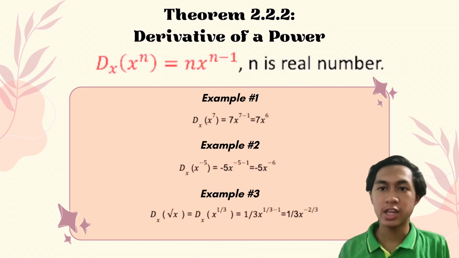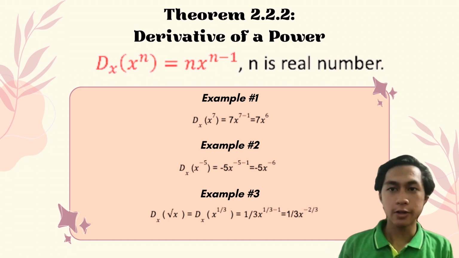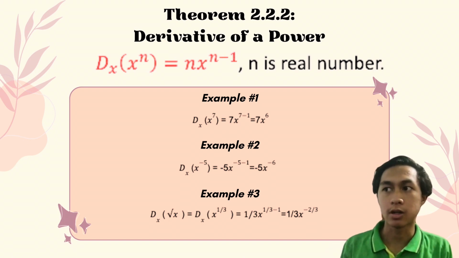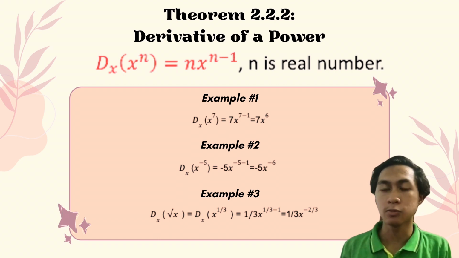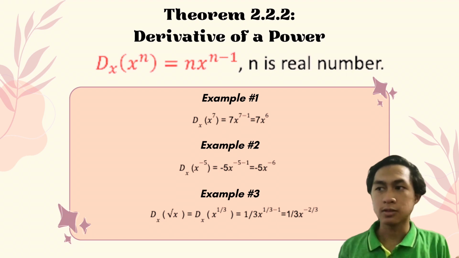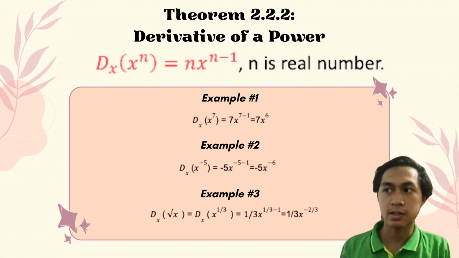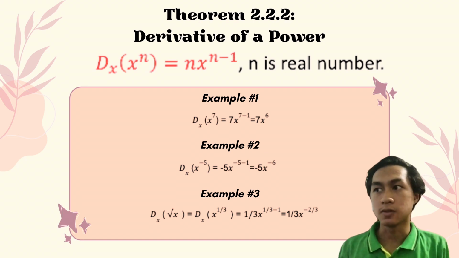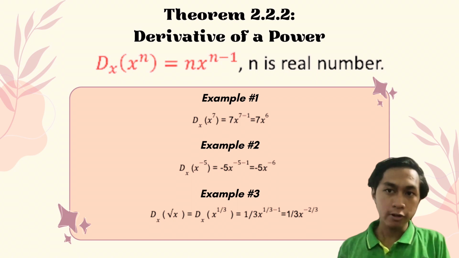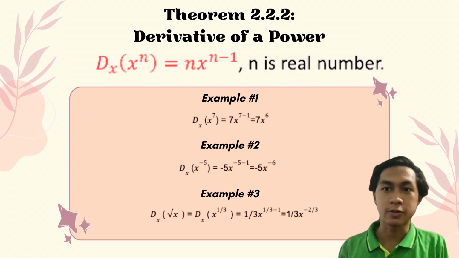On to the next theorem, we have the derivative of a power, which indicates that the derivative of x raised to n is equal to nx raised to n minus 1, where n is a real number. Here's an example for the derivative of a power. We have the derivative of x raised to 7. All we have to do is duplicate the power, bring it down with x, and subtract 1 from the power. It will look like 7x raised to 7 minus 1, and it will equal 7x raised to 6. You may try it yourselves for examples number 2 and 3, and here it is.